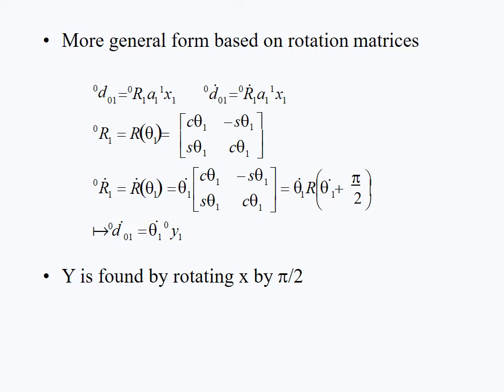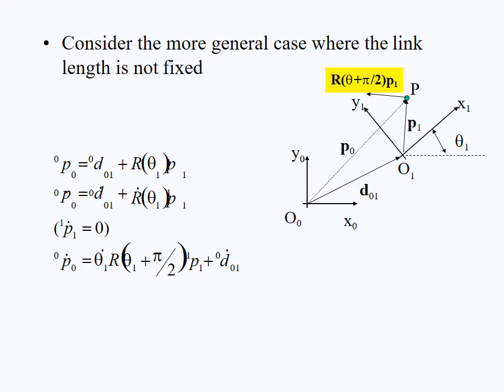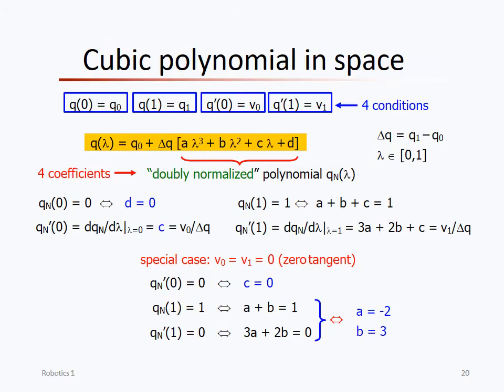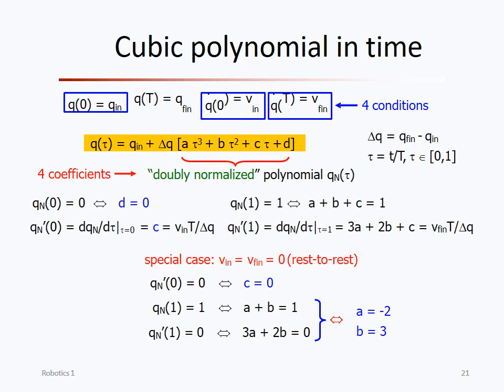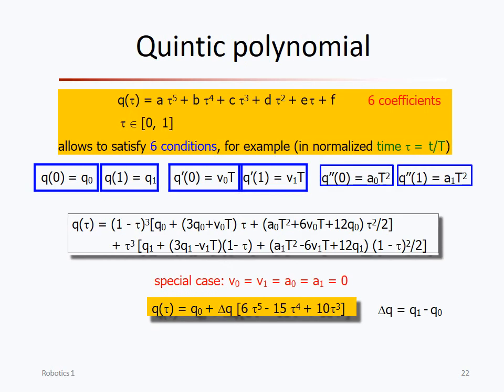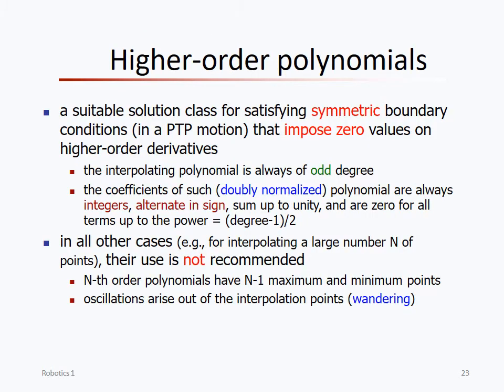Y is found by rotating x by pi by 2. The length is not fixed. So different kinds of length mean we are using different kinds of position and displacement. Polynomial in a normal condition depends on the cubic polynomial, depending on the time. Next, the kinetic polynomial depends on tau. So tau means the translation time between path 1 and 2. So this defines the second concept.